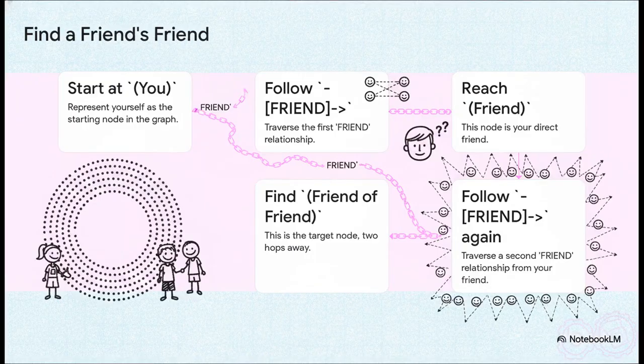So how does this work for something a little more interesting, like finding a friend of a friend? Well, it's just like playing connect the dots. You start at your U node, you take one hop across a friend connection to your friend, and then you just do it again. You take another friend hop from them, and boom, you land on a friend of a friend. We're just chaining these little drawings together to ask really powerful questions.